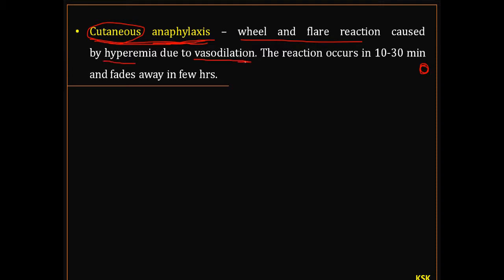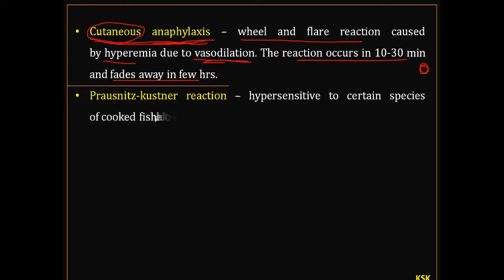It is caused by hyperemia due to vasodilation. As I told you, these hypersensitivity reactions show their chemical reaction within minutes. In cutaneous anaphylaxis the reaction occurs in 10 to 30 minutes, that is, within half an hour. The host can feel red rashes on the skin, the wheel and flare reaction can be seen, and it fades away within a few hours. This is cutaneous anaphylaxis, one of the types of type 1 hypersensitivity reaction.